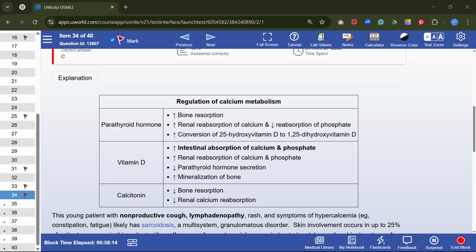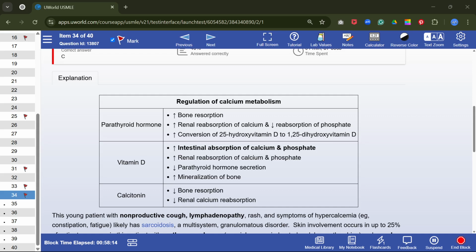Regulation of calcium metabolism. Parathyroid hormone will increase bone resorption, increase renal reabsorption of calcium, decrease reabsorption of phosphate, and increase conversion of 25-hydroxyvitamin D to 1,25-hydroxyvitamin D. Vitamin D will increase intestinal absorption of calcium and phosphate, increase renal reabsorption of calcium and phosphate, decrease parathyroid hormone secretion, and increase mineralization of the bone. Calcitonin decreases bone resorption and decreases renal calcium reabsorption.